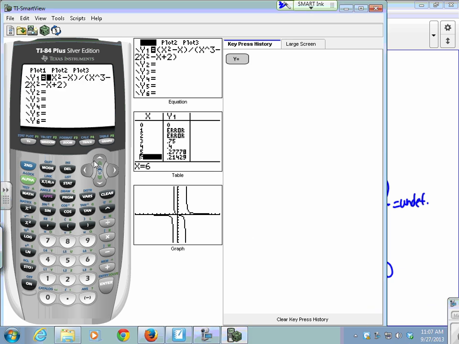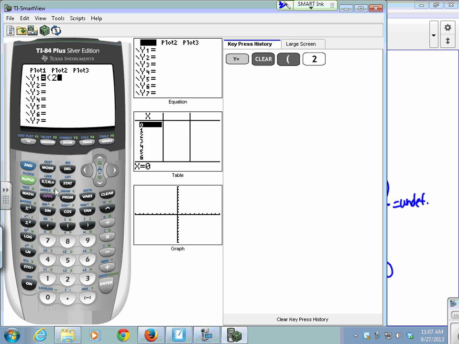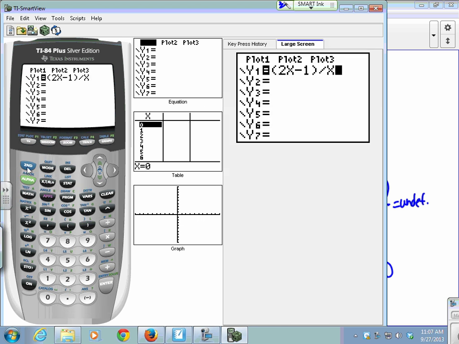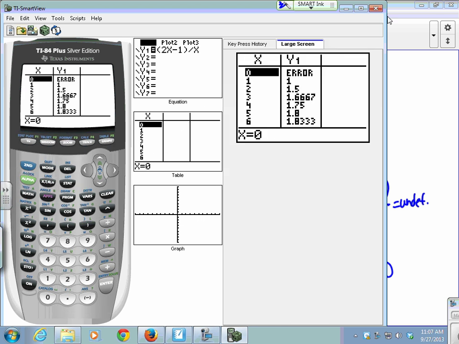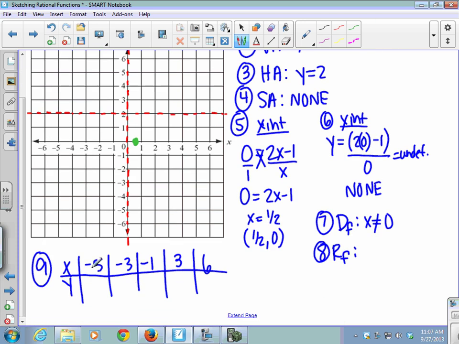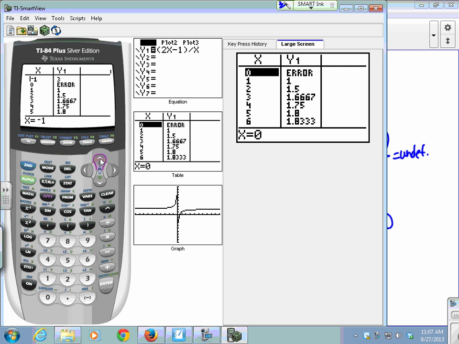Alright, so then let's plug this in. So I've got 2x minus 1 divided by x. And so then I'm going to go to the table and find the points I was looking for. So the points I was looking for are -5, -3, and -1. I'm going to find those first.